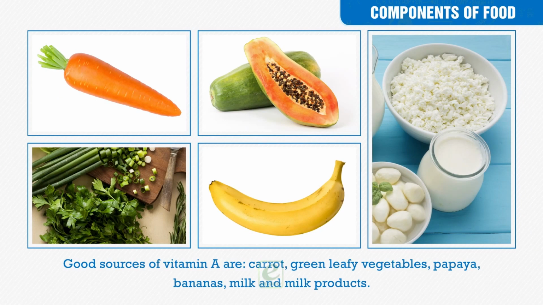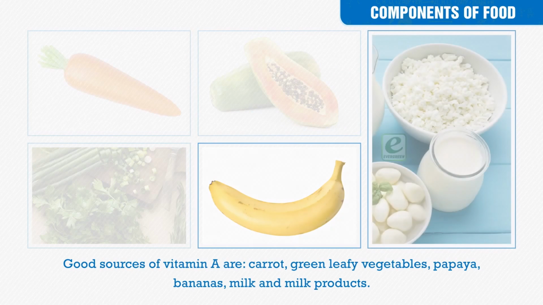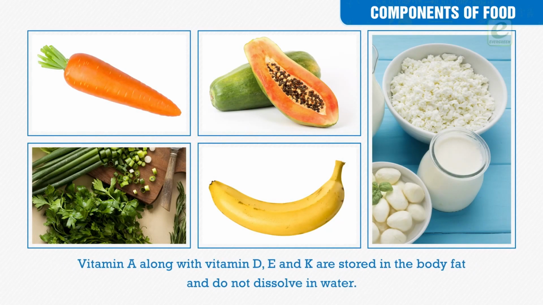Good sources of vitamin A are carrot, leafy green vegetables, papaya, bananas, milk, and milk products. Vitamin A along with vitamin D, E, and K are stored in the body fat and do not dissolve in water.